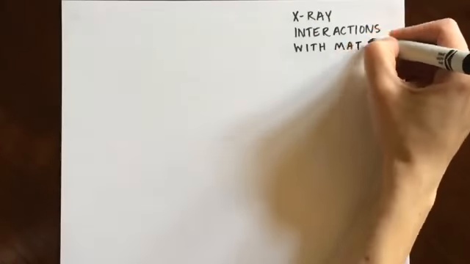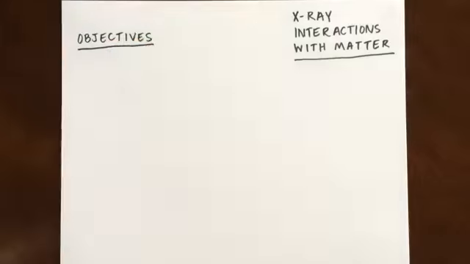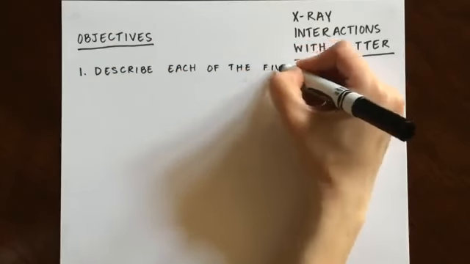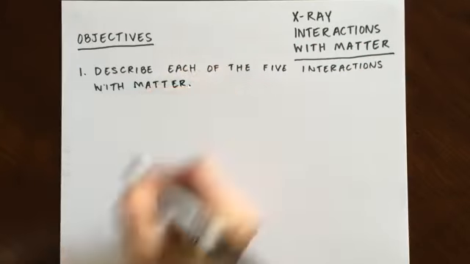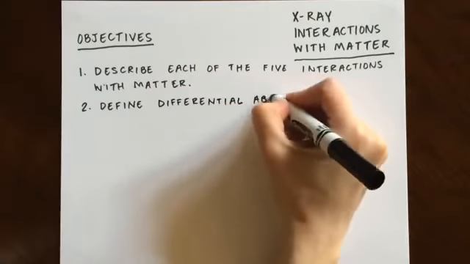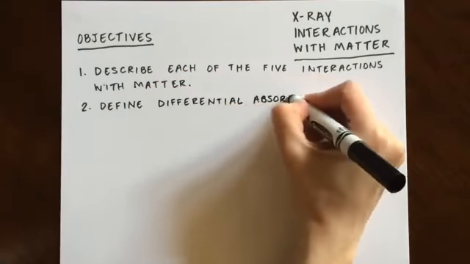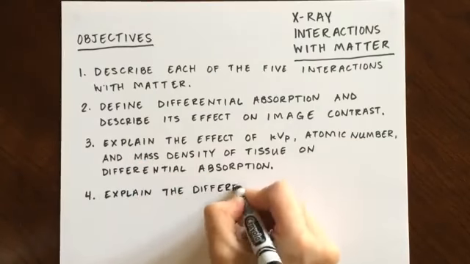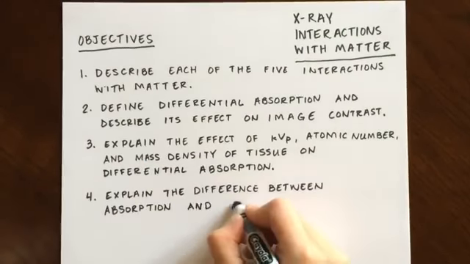In this video, we will look at 5 types of interactions that X-rays have with matter. By the end of this unit, you will be able to describe each of the 5 interactions, define differential absorption and describe its effect on image contrast, explain the effect of kVp, atomic number, and tissue density on differential absorption, and explain the difference between absorption and attenuation.